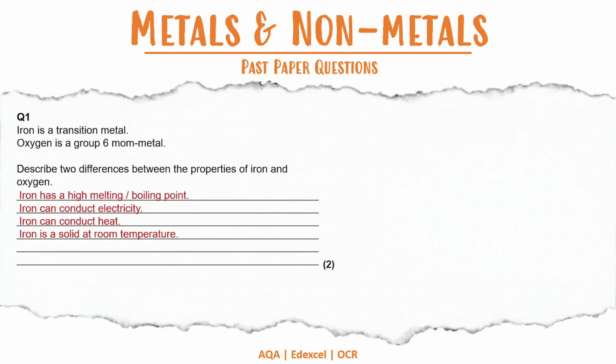These are just some of the answers you could have gone with, and these are just describing iron, but the opposites are also true. Iron, being a transition metal, has a high melting and boiling point. It conducts electricity as well as heat, and it's a solid at room temperature. Again, that links into the high melting point.